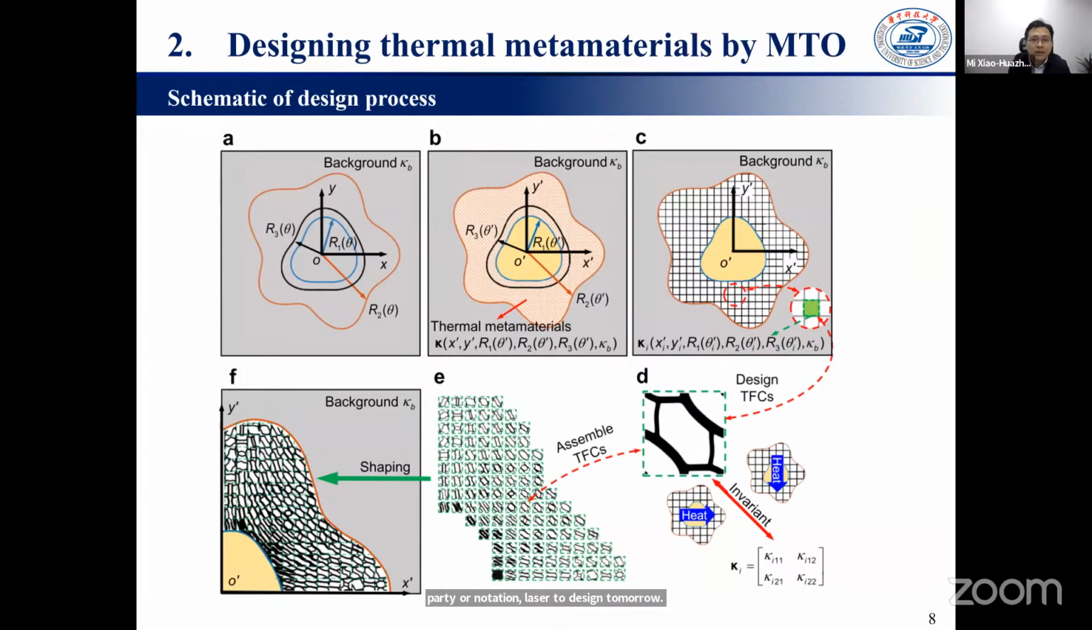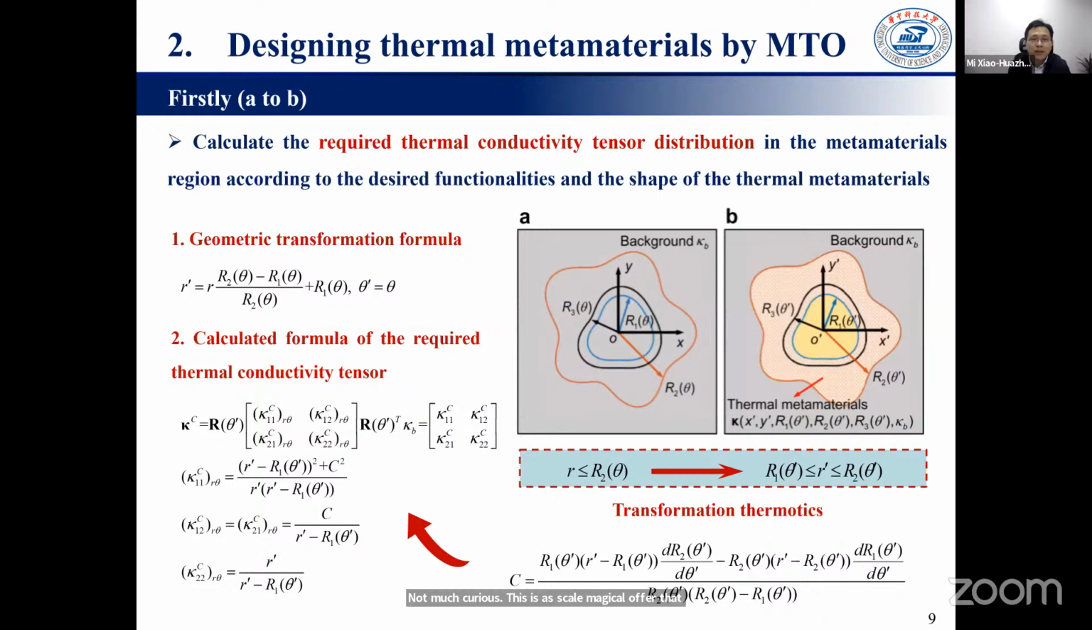This is the schematic of the design process. In the first step, we calculate the required thermal conductivity tensor according to the desired functions and the shape. These are the formulas in the transformation thermotics.